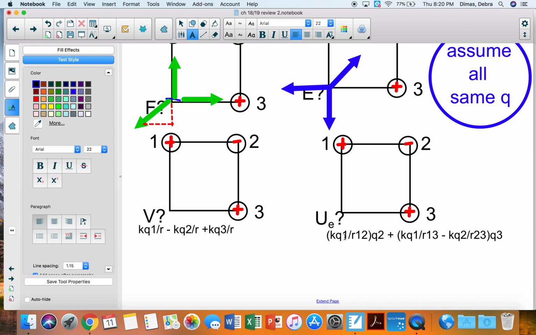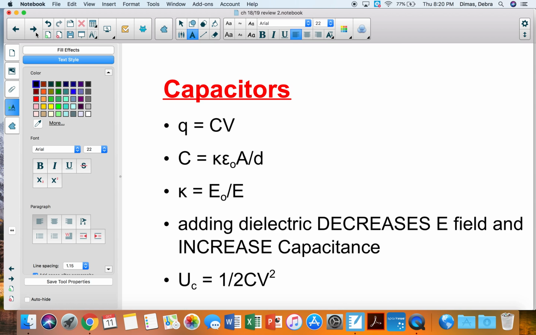So I'm just doing KQQ over R plus KQQ over R. Right? And then my Q I just put on the outside. I think conceptually that makes sense. It makes sense to me. Hopefully that makes sense to you.